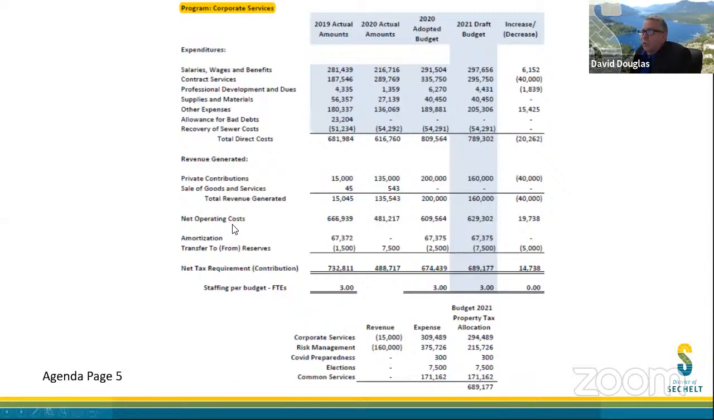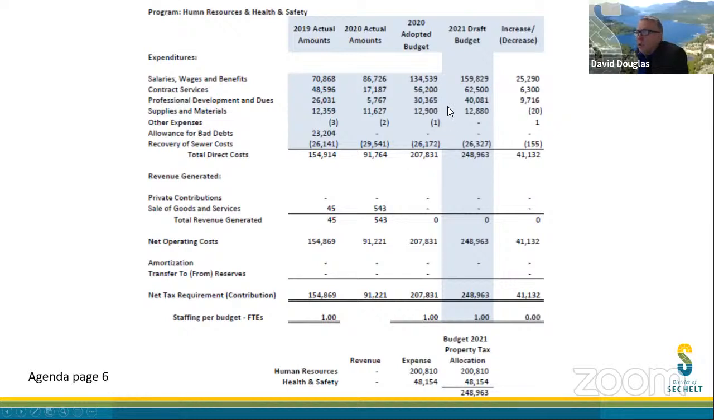So this would be corporate services, just a quick overview of their department and their budget. Not really much of a difference here. It's a little bit of a decrease, $40,000 in contracted services, and I know that's a reduction in our risk management area, and then a bit of an increase in other expenses for $15,000.